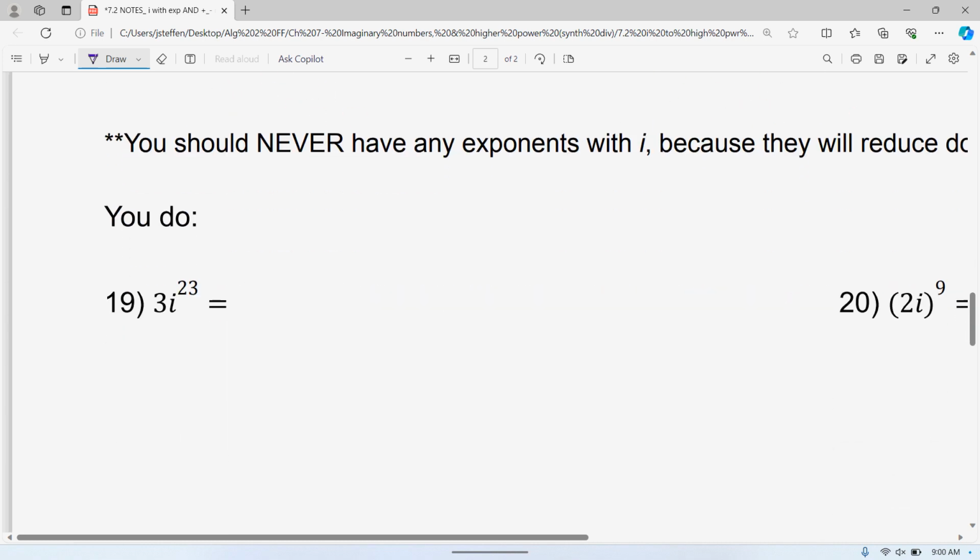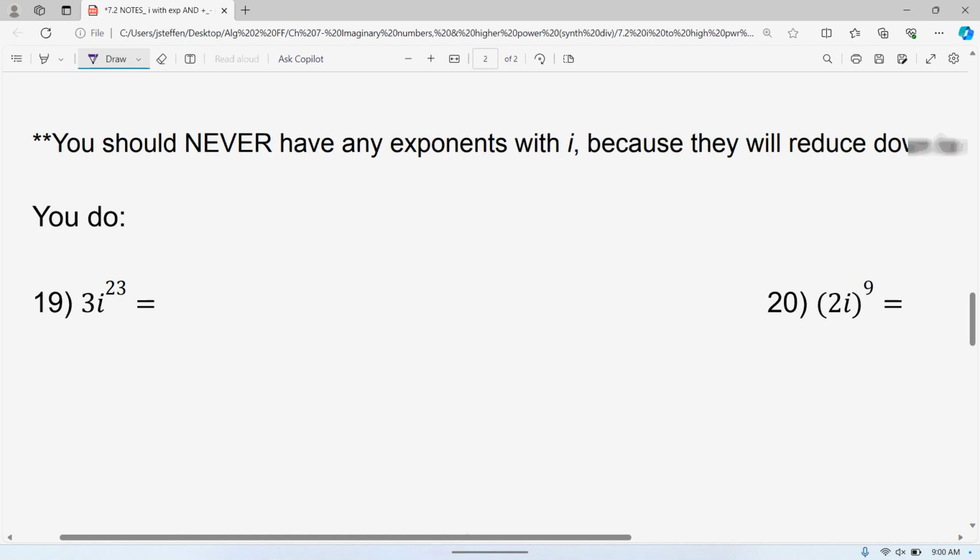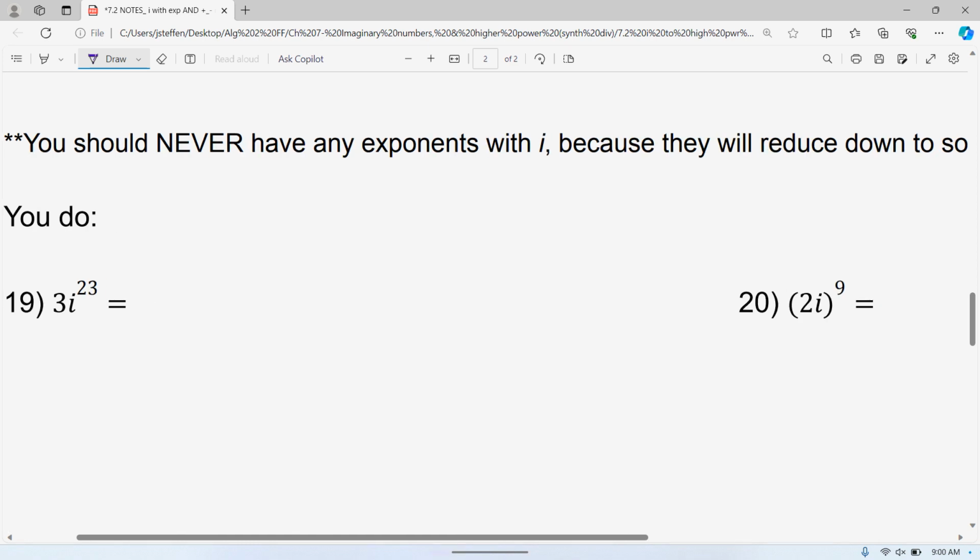So last but not least, I know I've said this before, but in your answers, and this happens all the time, you should never have an exponent with your i. You should never have an i squared, or i to the 4th, or i to the 10th, or i to the 100. You can always reduce it down to either i or -i, 1 or -1. So if you look at your answer, if there's ever an i squared or i to the 3rd in there, you did something wrong.